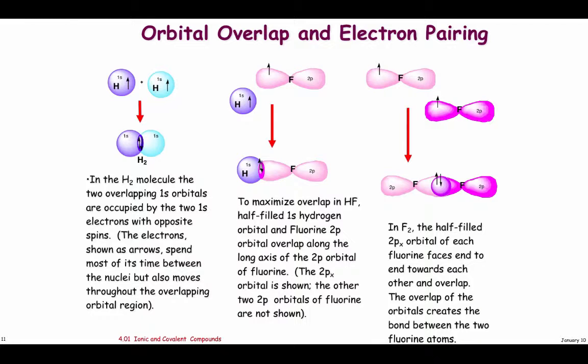Now consider what happens when 2 fluorines combine, and we talked about that earlier. In this particular case, one of the electrons in the p orbital in one fluorine and the other odd electron in the other fluorine in its p orbital overlap, and you form a single bond between the 2 fluorines, and therefore the formula for fluorine is F2.